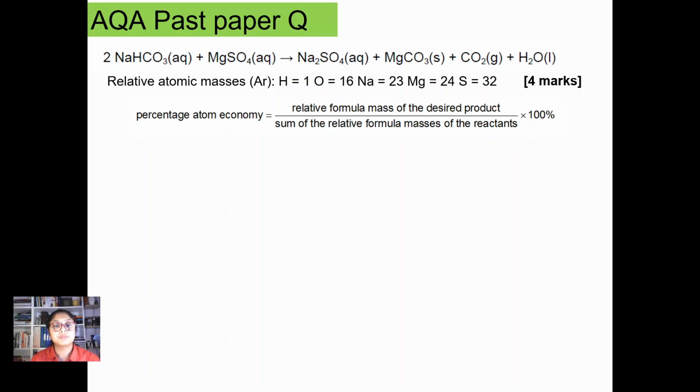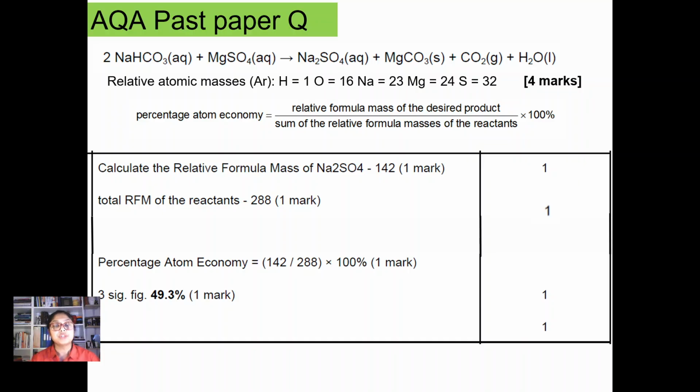Now, this is the mark scheme. So let's go through it step by step. Step 1, we are calculating the relative formula mass of sodium sulfate. How to do that? You take the relative atomic mass of each of the elements in sodium sulfate. The important thing is to consider each of the atoms in sodium sulfate, which means there are 2 Na, or sodium, 1 sulfur and 4 oxygen atoms.